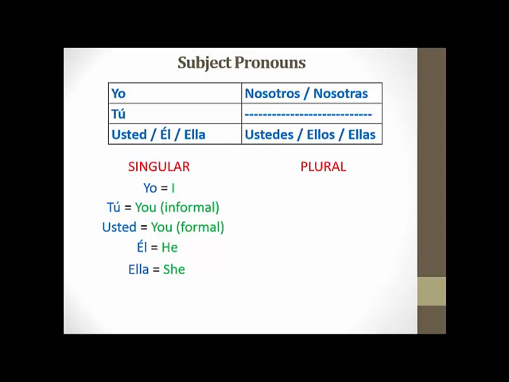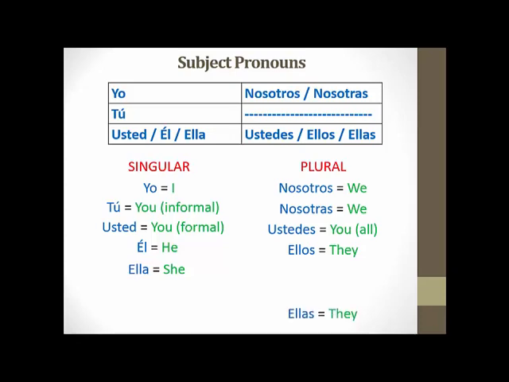On the plural side, which means there's more than one person, use nosotros to talk about we as a group, nosotras to talk about we as a group, and we'll talk about the difference between that in just a minute. Ustedes is talking to a group of people when you want to say you guys or you all. And ellos and ellas both mean they if you are talking about a group of people. And we'll talk about the difference between those in just a minute. Okay, pause the video and fill out the right side of your note guide.